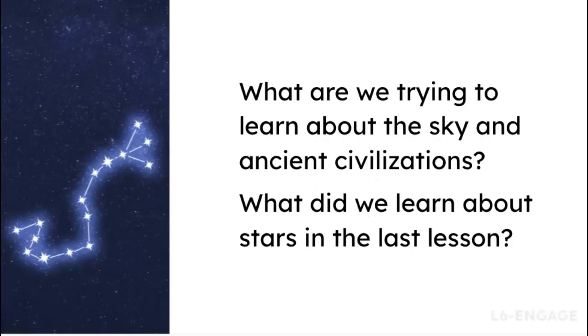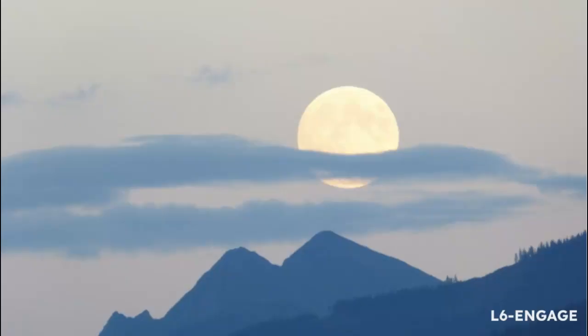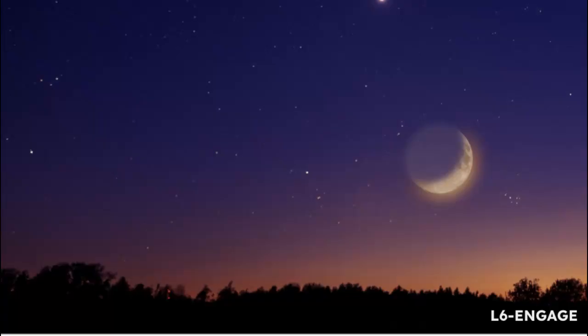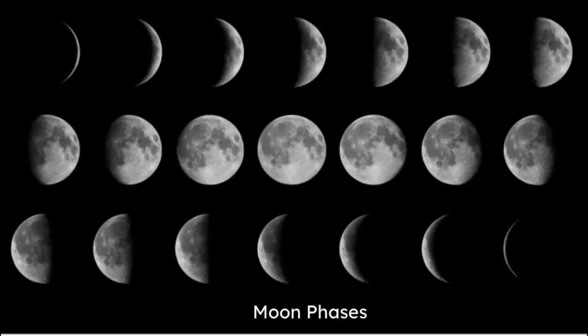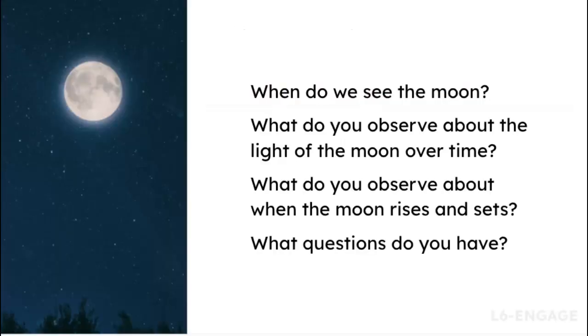To begin the engage portion, you'll ask students what they're trying to learn about ancient civilizations and what they've learned about stars. You'll have students view several moon images, as well as the moon phases and rise and set times. You'll ask students questions about their observations of the moon.